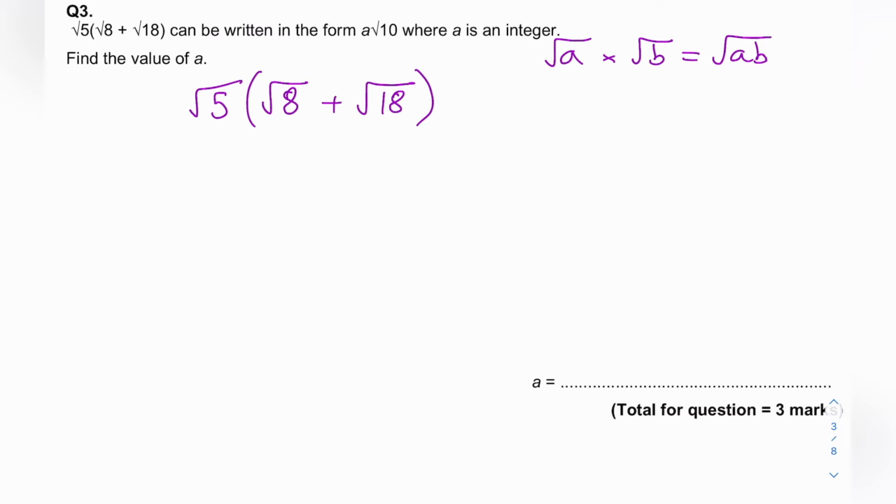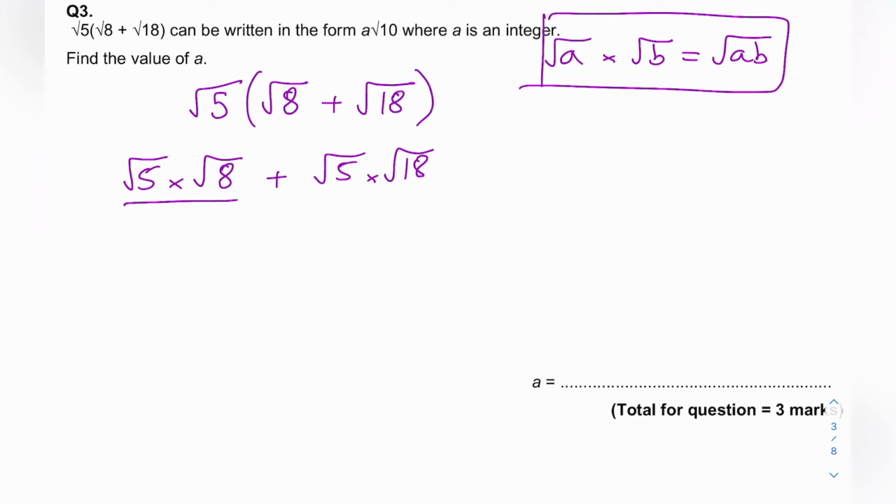Okay, so we need to do root 5 multiplied by root 8 add root 5 multiplied by root 18. Well, here we can just times together our surds, remembering our first rule. That tells us we can write it all under one surd, and it would be 5 times 8, which is 40. We've then got under another surd 5 times by root 18, which equals root 90.